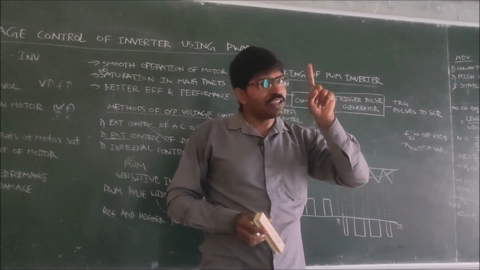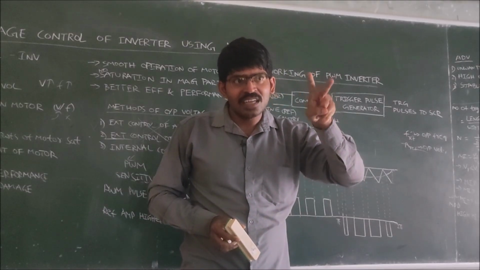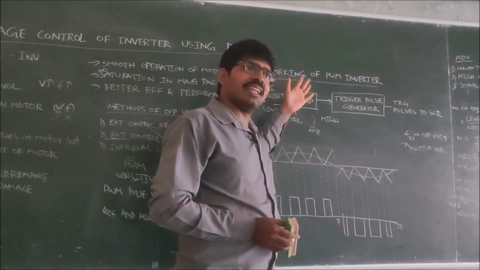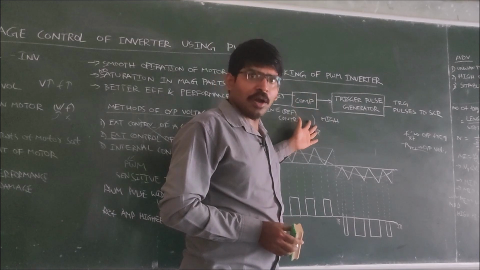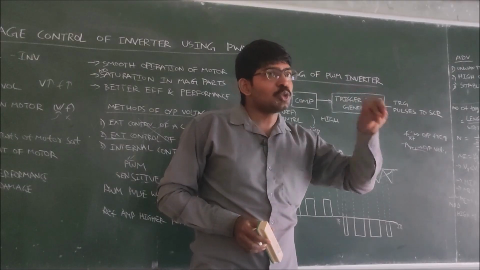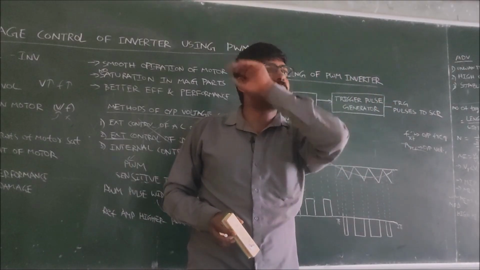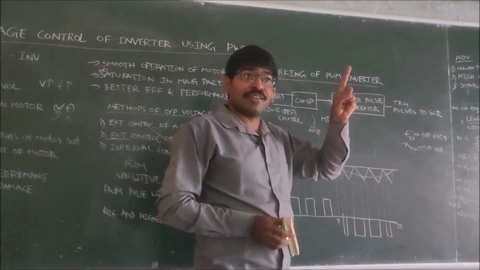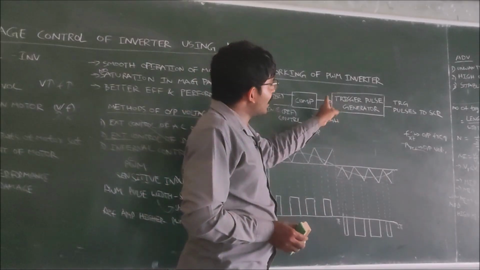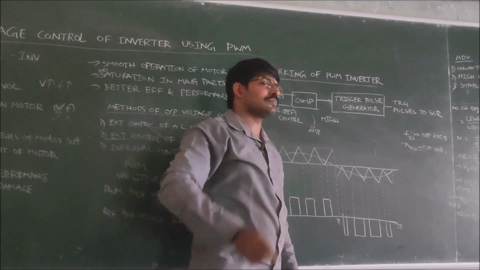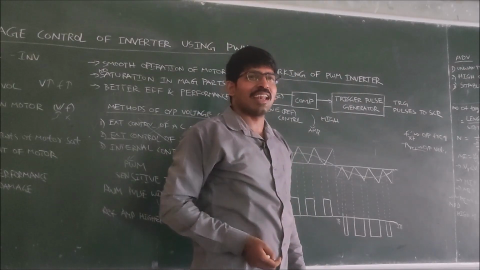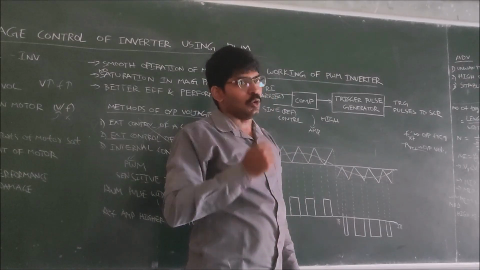There are two signals, one is the reference and the second one is the carrier. The carrier we are taking is triangular and the reference we are taking is sinusoidal. We expect our reference signal should decide. That's why whenever the reference signal is dominating the carrier, the comparator becomes high. Whenever the reference signal is lesser than the carrier, the comparator goes low.